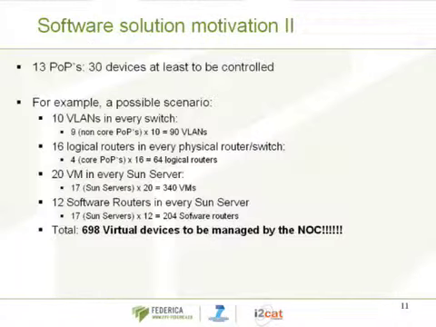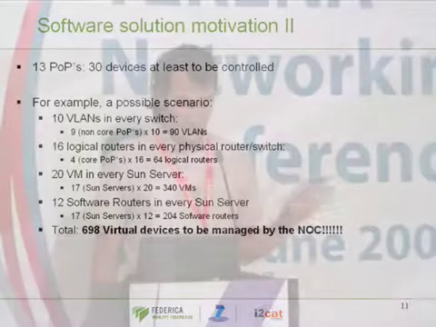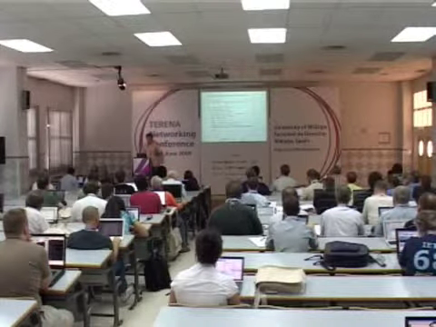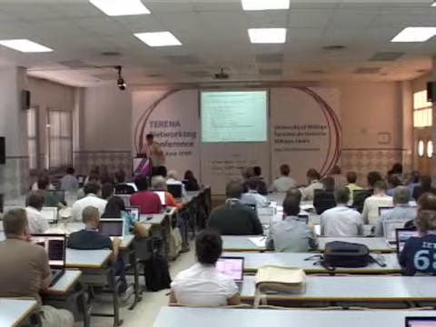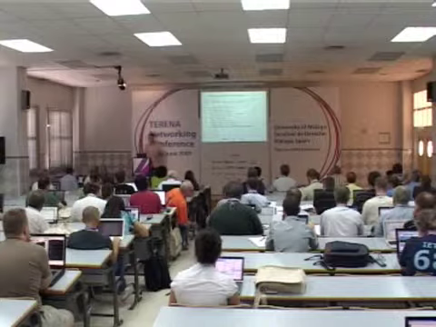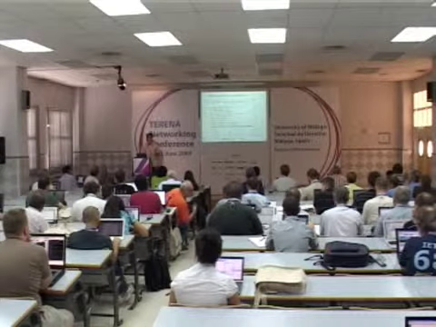So imagine a possible scenario for the NOC: 10 VLANs in every switch, 16 logical routers in the physical routers, 20 virtual machines behaving as normal computers, and 12 virtual machines behaving as software routers. That means 6098 virtual devices to be managed by the NOC. This is a really big amount of devices to be managed.